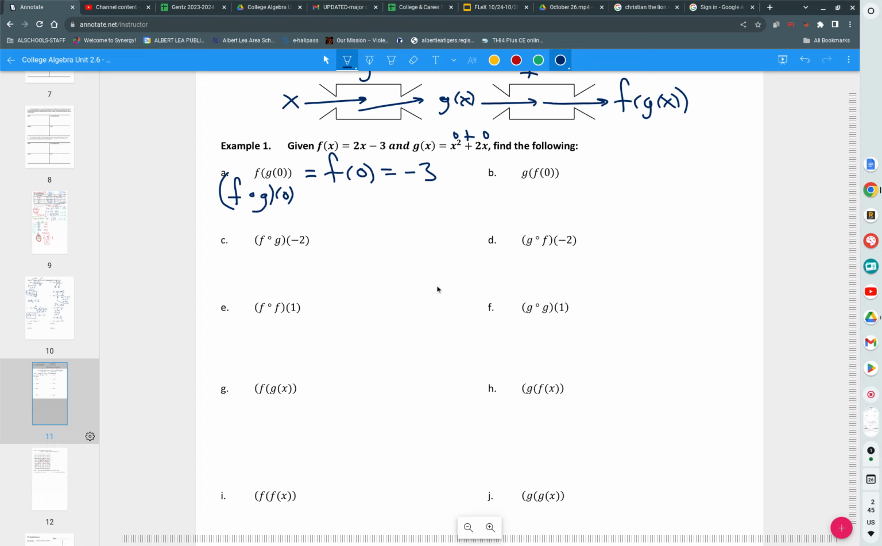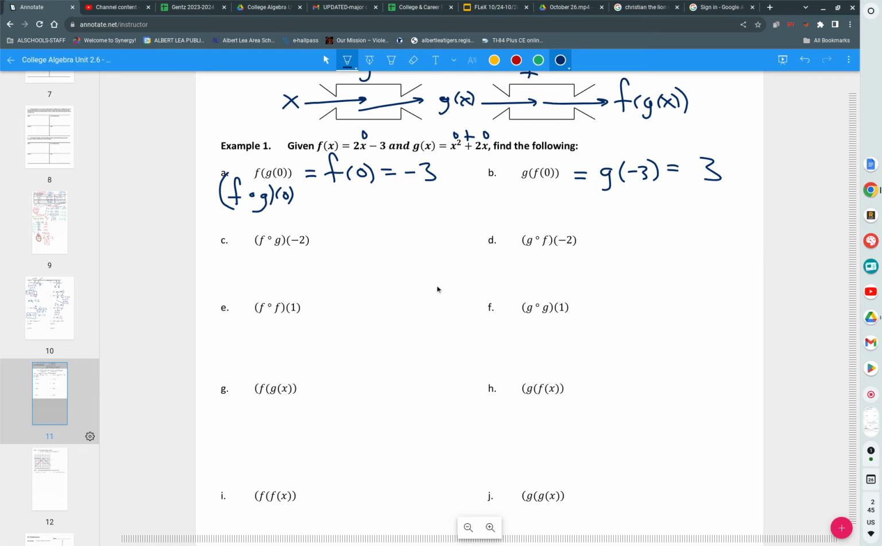The next one, I just switch the order. We'll see if it's the same. I start by taking 0, and what do I plug it in? I plug it in for f. When I plug 0 in for f, I get -3. So this becomes g of -3. -3 squared is 9, and then 9 minus 6 is 3. That's my output. Not complicated, right?